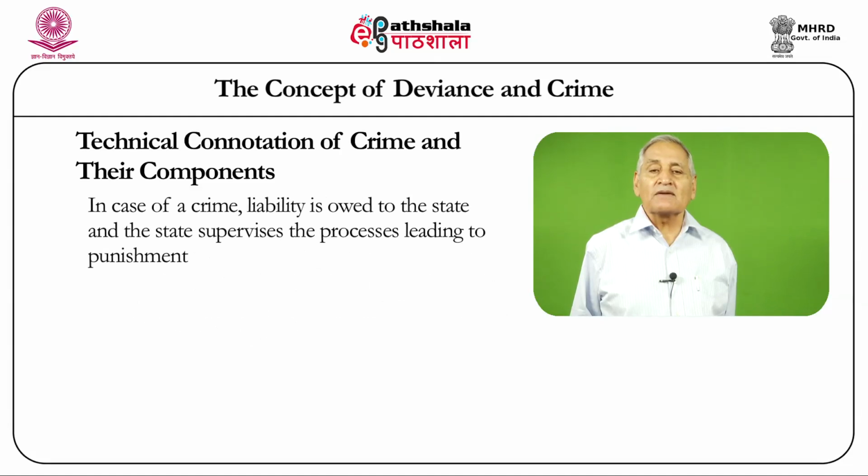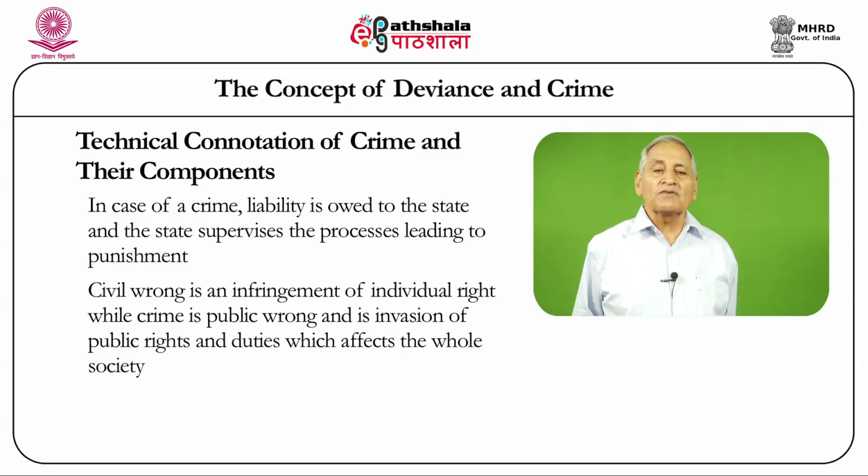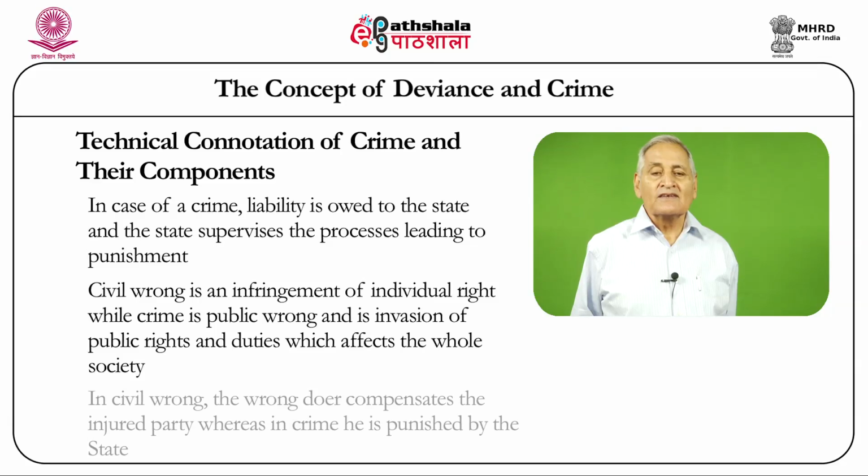In case of crime, liability is owed to the state and the state supervises the processes leading to punishment. Civil wrong is an infringement of individual right, while crime is a public wrong and is an invasion of public rights and duties which affects the whole society. In civil wrong, the wrongdoer compensates the injured party, whereas in crime, he is punished by the state.